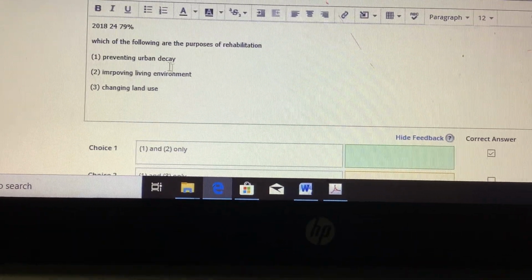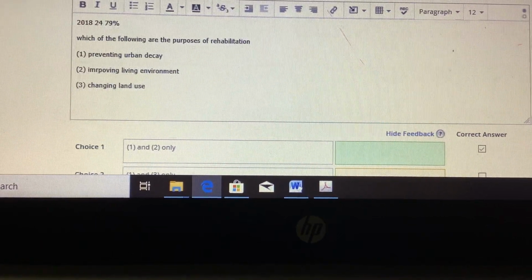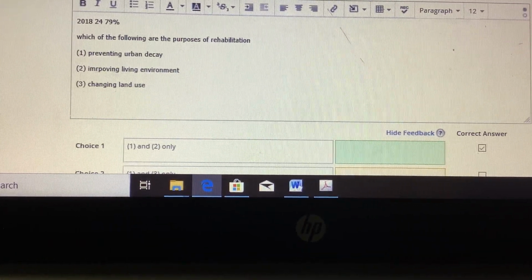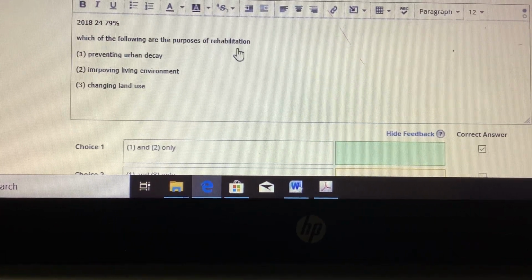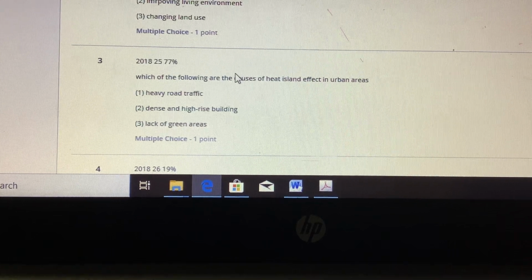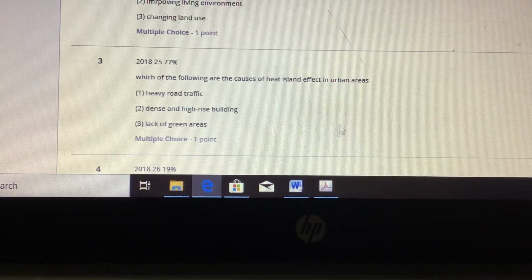Because living environment is made better somehow, just like the food alley of Song Ji, the food street. Because there is some rehabilitation, the environment generally in the food alley is better. Next, the cause of the urban heat island in the urban areas.